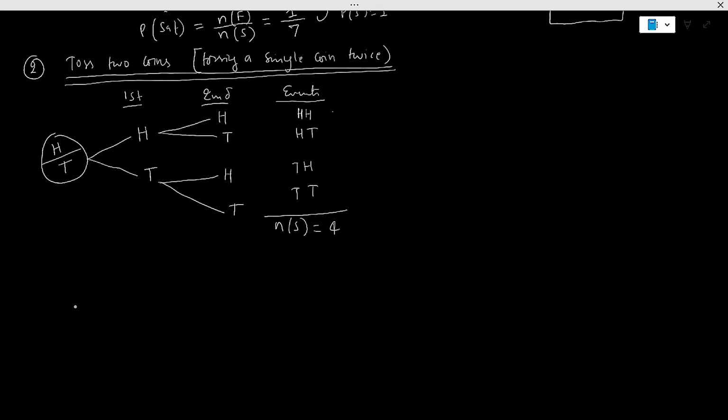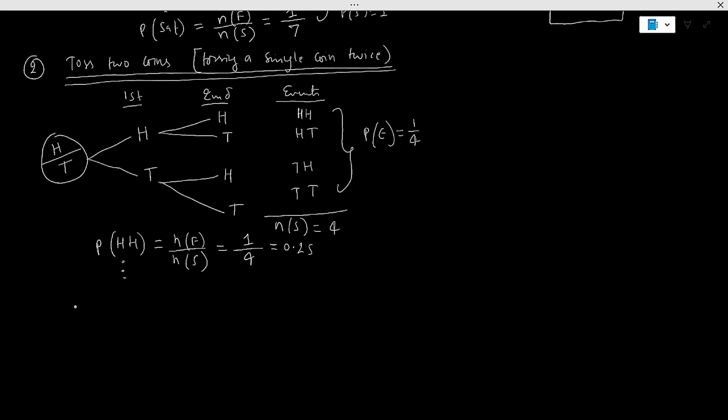And as these events are equally likely, the probability of getting an event, let's call it A, should be equal to 1 by 4 for each of them. And let us use the formula. What is the probability of getting head? It is equal to the number of favorable events divided by the cardinal number of the sample space. The favorable event H we encounter only one time, divided by the sample space, 1 by 4, or 25%.